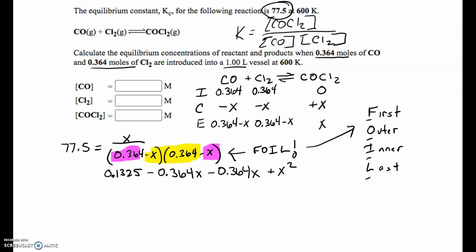Nice. Okay, I have like terms. This is an x term here, and this is an x term. So I'm going to combine those. I'm just going to do that now. So this is 0.1325, and I've got negative 0.364x and a negative 0.364x. If I combine those, I get a negative 0.728x. I just added those together, plus x squared.